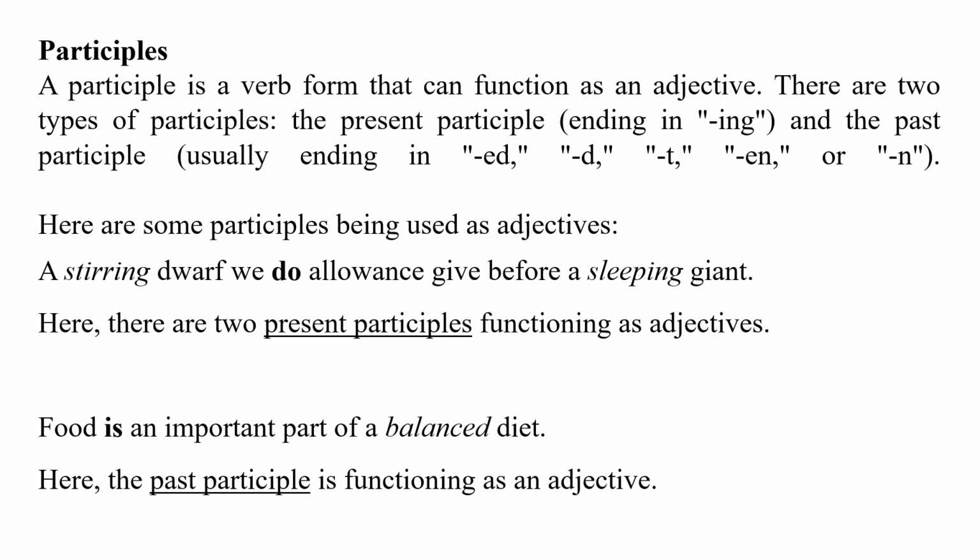A stirring dwarf we do allowance give before a sleeping giant. Here there are two present participles, stirring and sleeping, functioning as adjectives. Food is an important part of a balanced diet. Here the past participle "balanced" is functioning as an adjective.